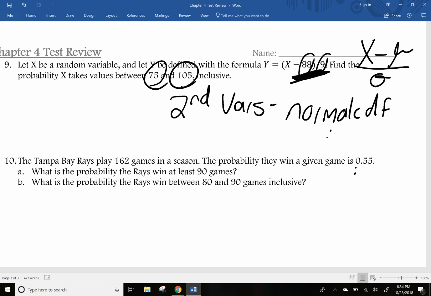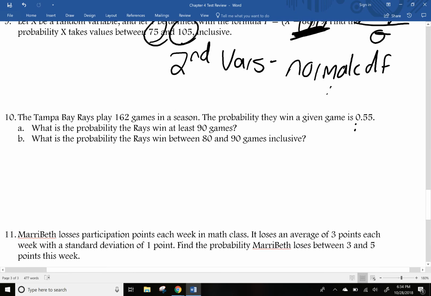Number 10, the Tampa Bay Rays. Again, I don't know who makes this type of question because I certainly don't. Okay, they play 162 games in a season. The probability they win a given game is 0.55. What's the probability that the Rays win at least 90 games? What is the probability the Rays win 80 to 90 games?